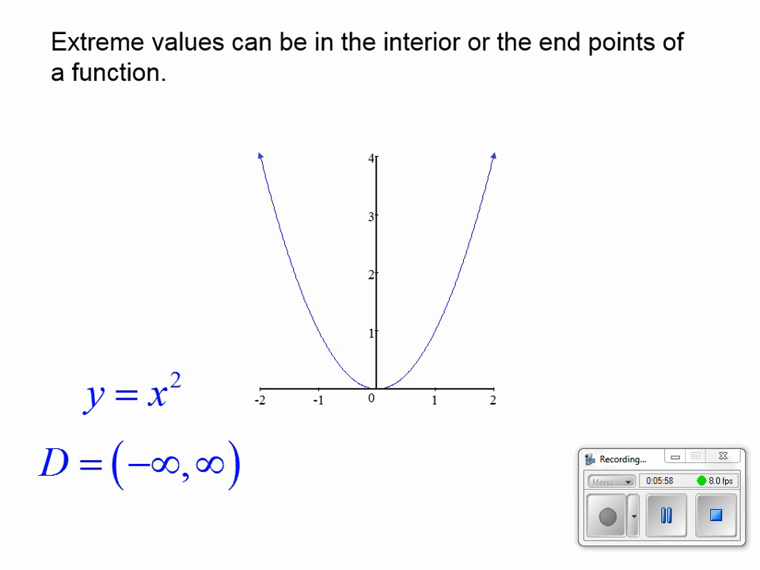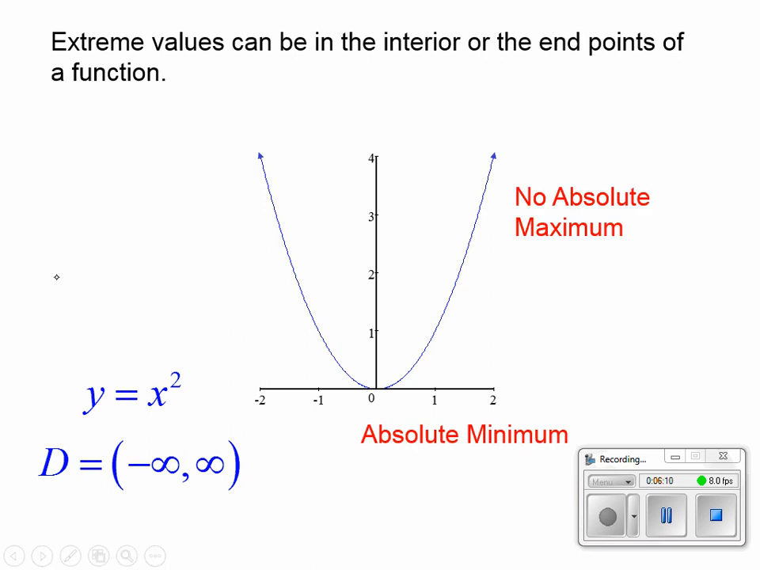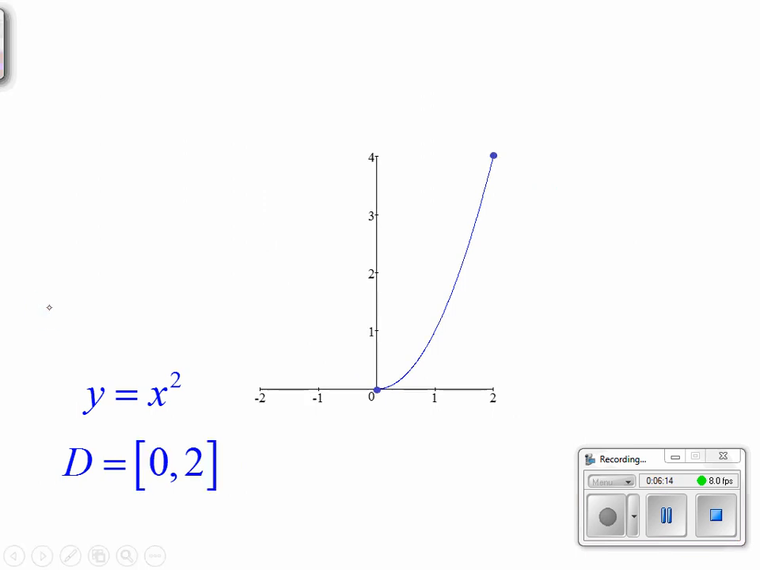It occurs at x equals 0 also. Is there an absolute max, a y value that's greater than or equal to all the other y's? Nope. So this one only has an absolute min, but doesn't have an absolute max. So we change it up a little. Maybe just look at part of it. So now we have it over a closed interval.